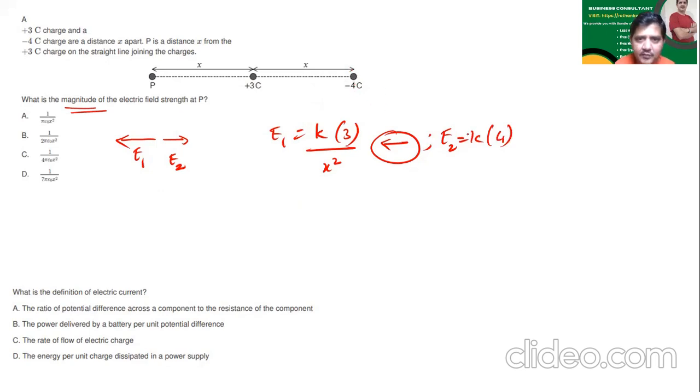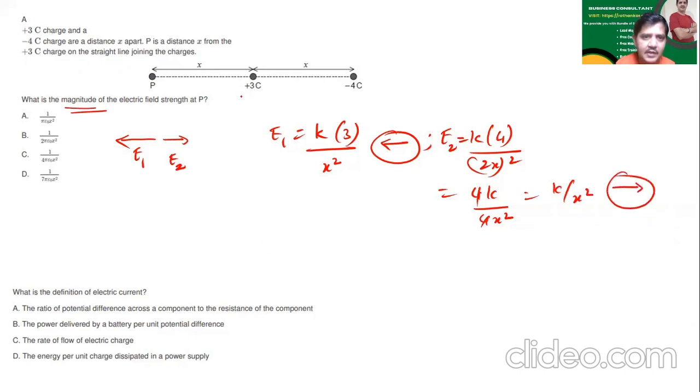I'm just taking magnitude 4 divided by total distance, because I have to take from here to here, which should be x plus x, which should be 2x whole square, which should now be equal to 4k divided by 4x square, which should now be equal to k divided by x square. Now what is the direction? This direction.